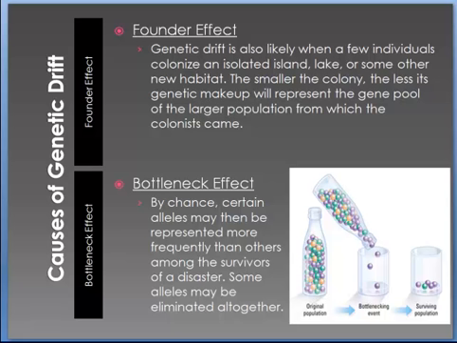The bottleneck effect is when, by random chance, certain alleles may be represented more frequently than others among the survivors of a disaster. So if the world were to flood tomorrow and some of the individuals that have webbed fingers or feet were better apt at swimming, they would more than likely be the survivors, and those would be the only individuals reproducing, and therefore everyone in the future, if given a giant flood on the earth, would have webbed fingers and feet.